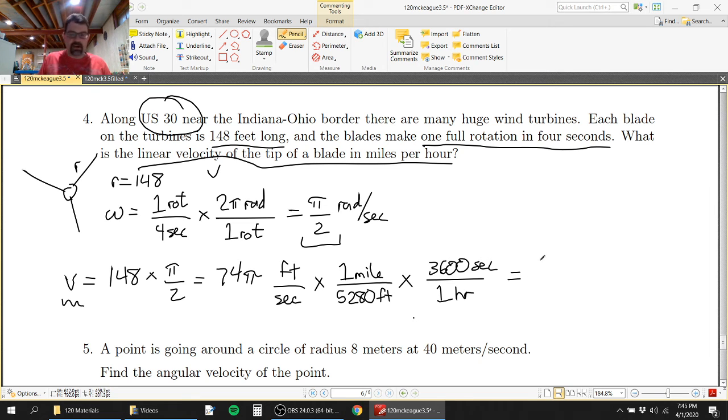And if you punch that out, you get 158.5 miles per hour, which is pretty fast. And it's no wonder that these big windmills, even though they don't look like they're moving too fast, can kill birds quite easily, especially with the tip of them going almost 160 miles per hour through the air.